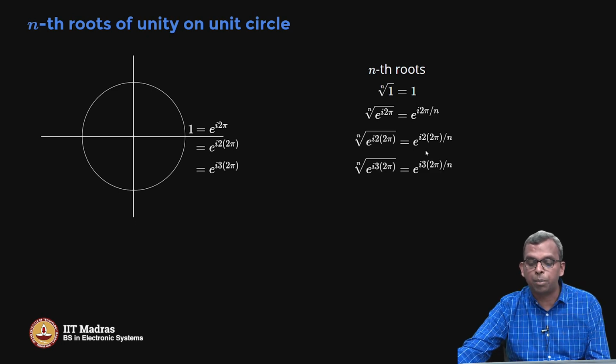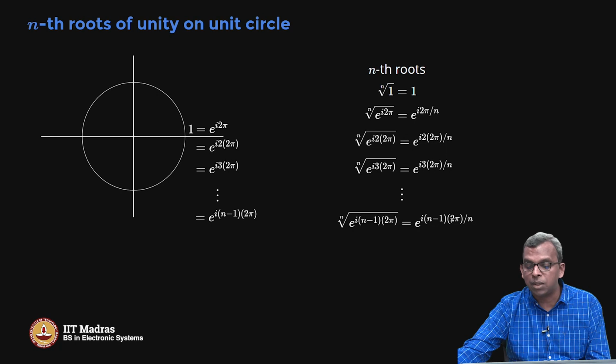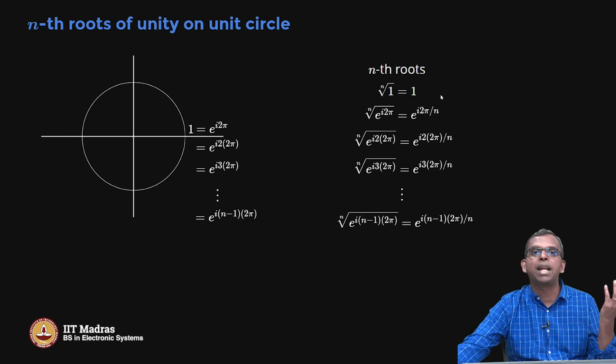So like this you can keep proceeding, 3, and so on till n minus 1. You can go all the way up to n minus 1. So e^(i(n−1)2π/n) is also an nth root of unity. So how many roots do I have now? I have 1, and then I have 1 times 2π, 2 times 2π, 3 times 2π, and so on till n minus 1 times 2π. So n minus 1 of these, plus 1, I have got my n roots.